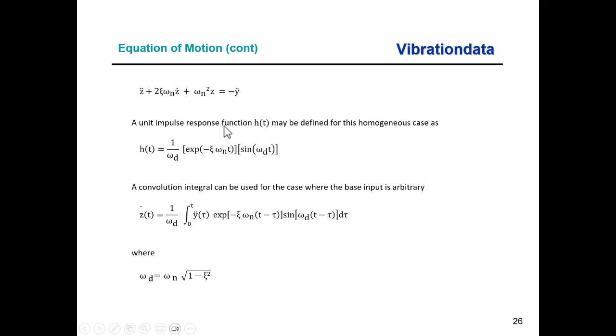We're going to define something called a unit impulse response function, h(t), for the homogeneous case. I've got papers that go into all the detailed derivations; we're just doing an overview here. We come up with a unit impulse response function, and it's 1 over omega d. Omega d is called the damped angular natural frequency. It's equal to omega sub n times the square root of 1 minus the viscous damping ratio squared. We've got an exponential decay term here, and we've got a sine term here.